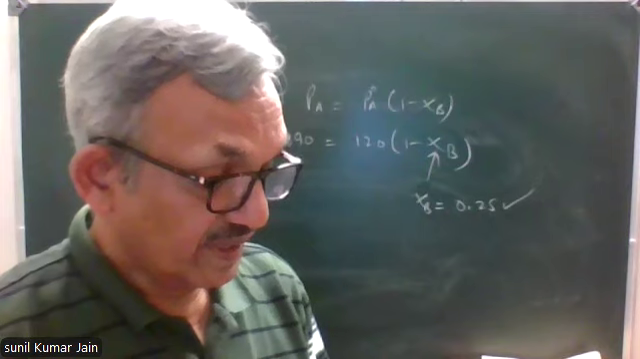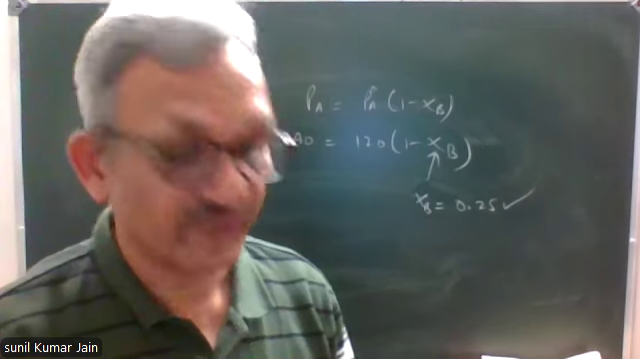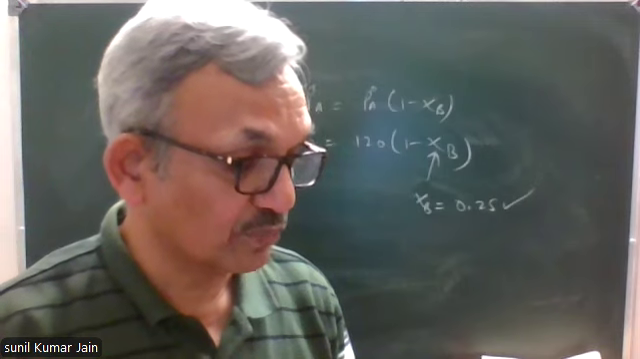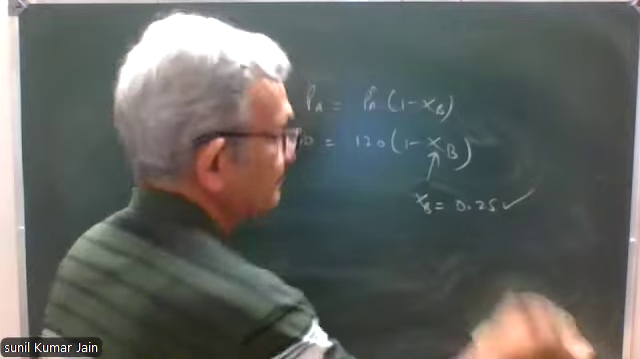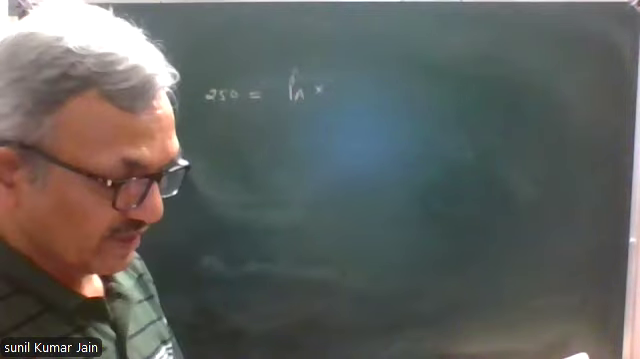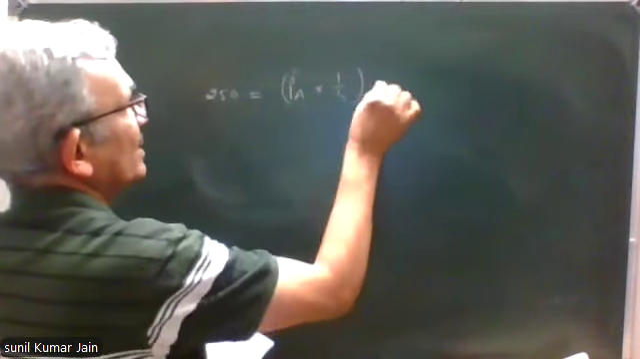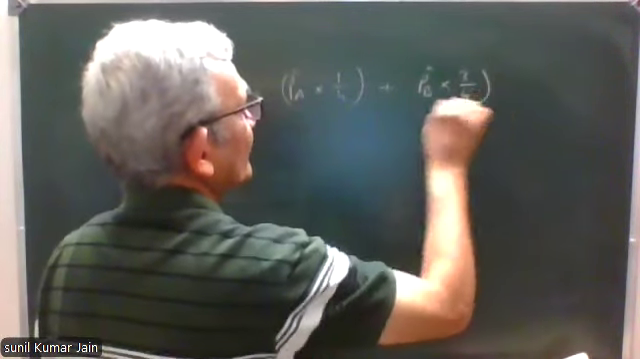Fourth, the vapor pressure of a solution containing 1 mole of A and 3 moles of B is 250 millimeters. Vapor pressure increases by 10 millimeters on addition of 1 more mole of A to the solution. Calculate vapor pressures of pure A and B. See, vapor pressure of solution is equal to P naught A into mole fraction of A. Mole fraction of A will be 1 mole and 3 mole, meaning 1 by 4, plus P naught B. Mole fraction of B will be 3 by 4.